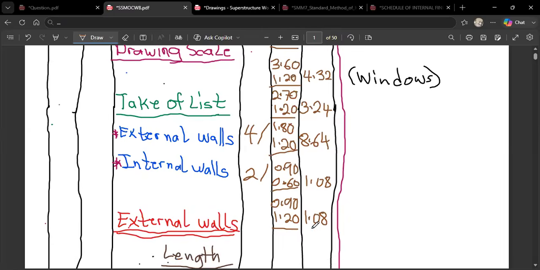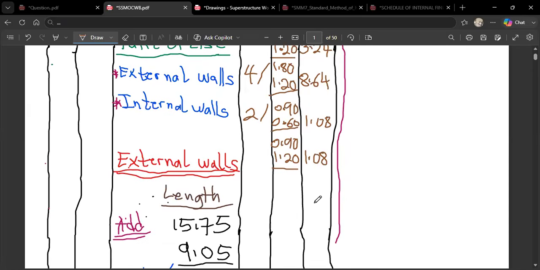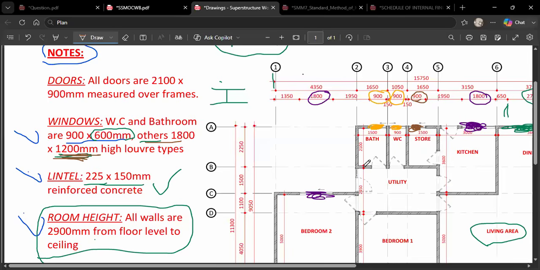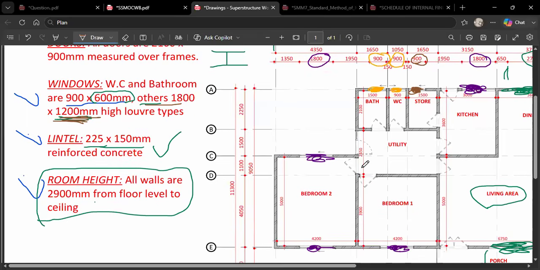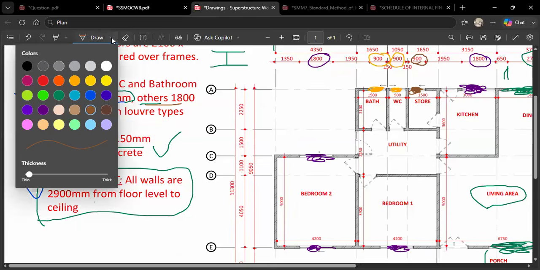We are not done. We are still left with some windows somewhere. When you realize that over here there is a certain window hiding, but they didn't even stipulate it. They didn't give it any dimension over here. So if you don't look into the plan carefully, it will keep you. Let me just take my pen first and then I'll go and show you. Let me use this color.